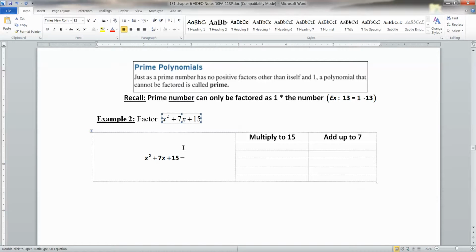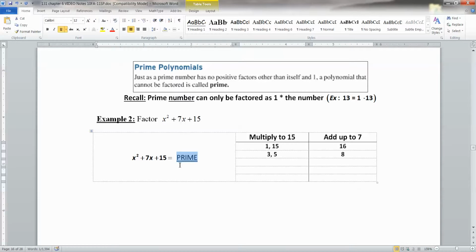So a prime polynomial is the same thing. It doesn't break down into 2 parentheses. It can only be written as 1 times itself. So let me give you this example. We want to be able to multiply to 15. So what are the options? 1 and 15, that would add up to 16. Or 3 and 5, that would add up to 8. None of them work, right? So since none of them work, this one is prime. Right? It does not factor. It's not factorable. Okay? These are the only combos you can possibly use to make 15, and neither one of them makes 7.